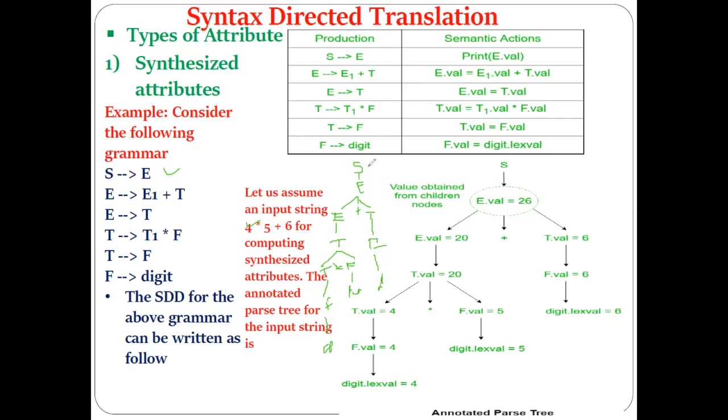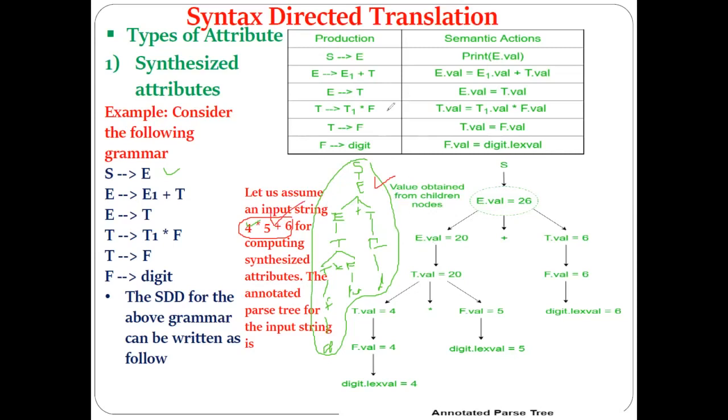Now this output is generated by the second phase of the compiler, and then it will be given to the semantic analyzer, to determine whether it is meaningful or not. If you calculate 4 × 5 + 6, the result should be 26. Whether 26 comes according to this grammar and the added semantic rules has to be checked by the semantic analyzer. If the result is 26, then this expression is semantically correct. But if the result is not 26, then it is incorrect.